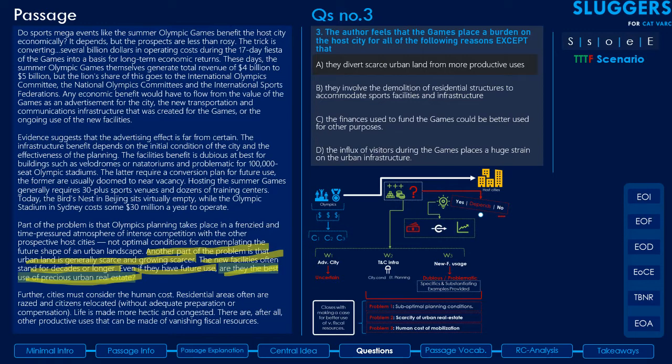It says that the author feels the games place a burden on the host city because they divert scarce urban land from more productive uses. So yes, this is something that the author will agree with, and hence this is a scenario which will be true, and hence you cannot mark this as your answer. This will not be your answer. You need to mark the answer that will not be true, right? As we noted earlier. Anyhow, let's come to the next one.